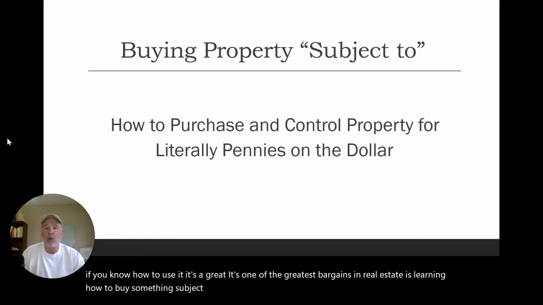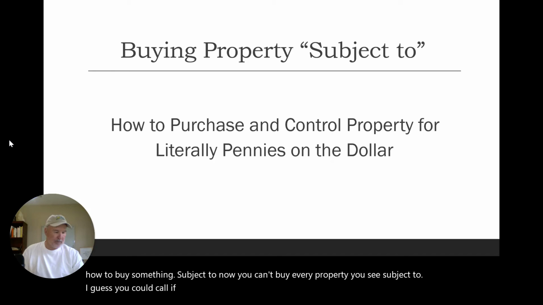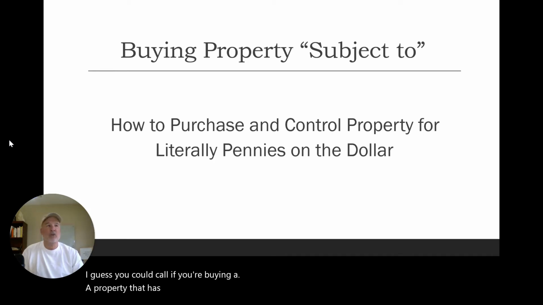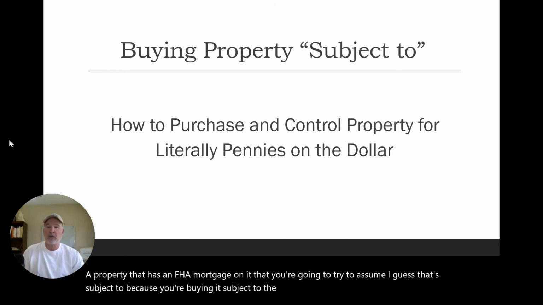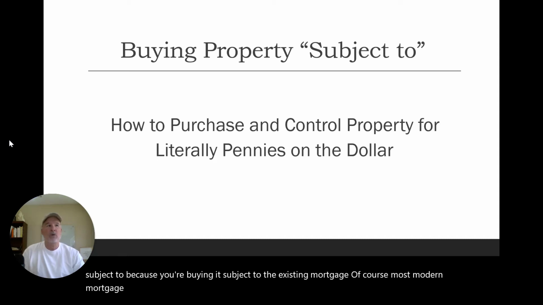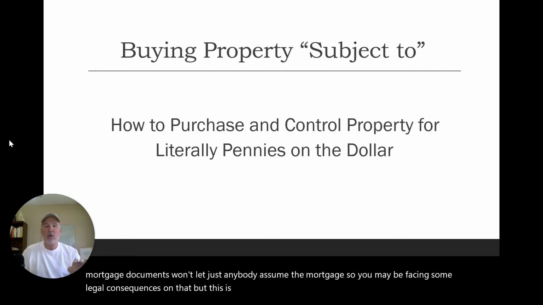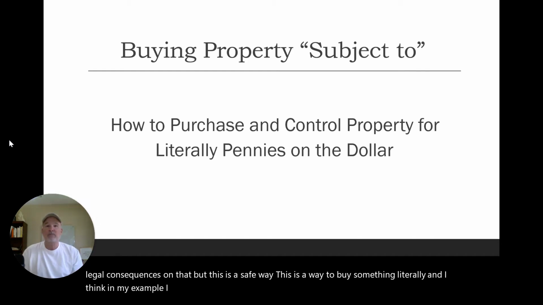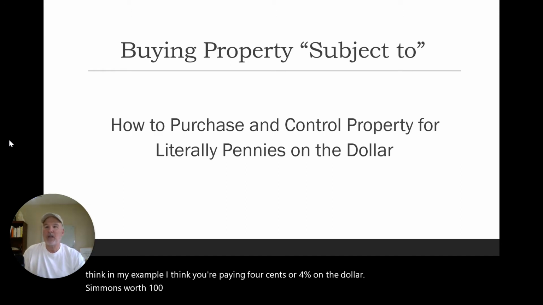Now, you can't buy every property you see subject to. If you're buying a property that has an FHA mortgage on it that you're going to try to assume, I guess that's subject to, because you're buying it subject to the existing mortgage. But of course, most modern mortgage documents won't let just anybody assume the mortgage, so you may be facing some legal consequences on that. But this is a safe way to buy something. In my example, you're paying about 4% on the dollar for something that's worth $100,000. So let's go to the next slide.